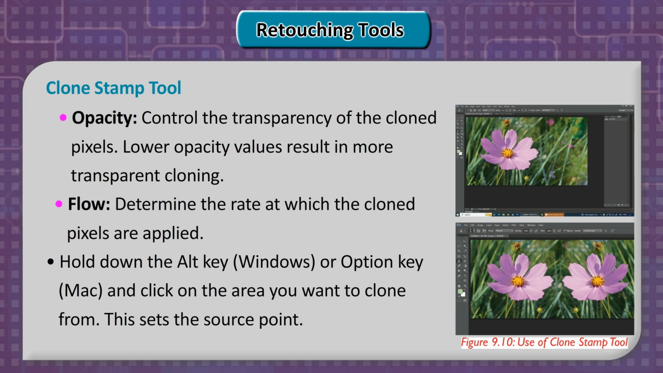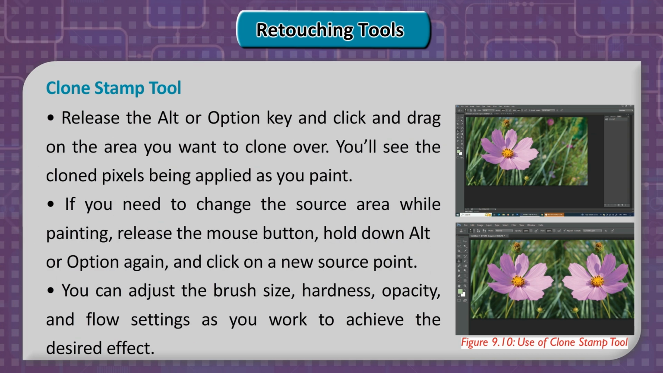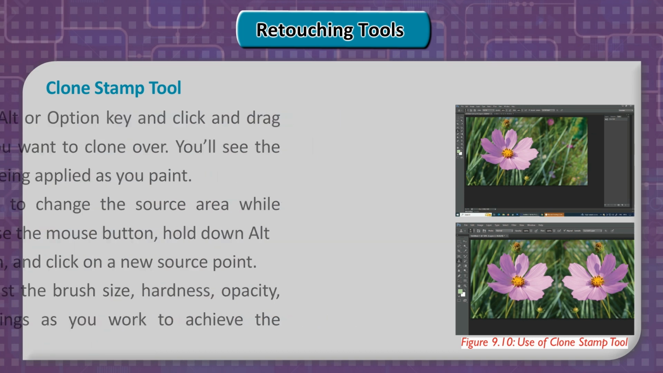Hold down the Alt key (Windows) or Option key (Mac) and click on the area you want to clone from. This sets the source point. Release the Alt or Option key and click and drag on the area you want to clone over. You'll see the cloned pixels being applied as you paint. If you need to change the source area while painting, release the mouse button, hold down Alt or Option again, and click on a new source point. You can adjust the brush size, hardness, opacity, and flow settings as you work to achieve the desired effect.